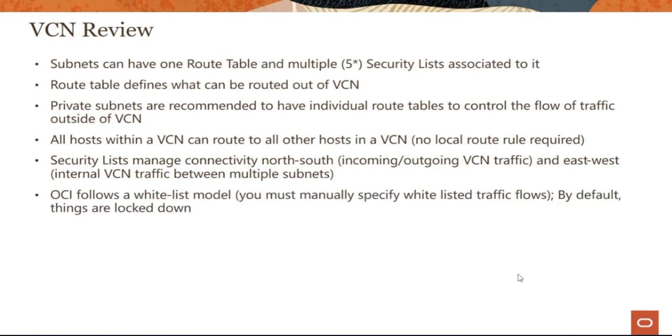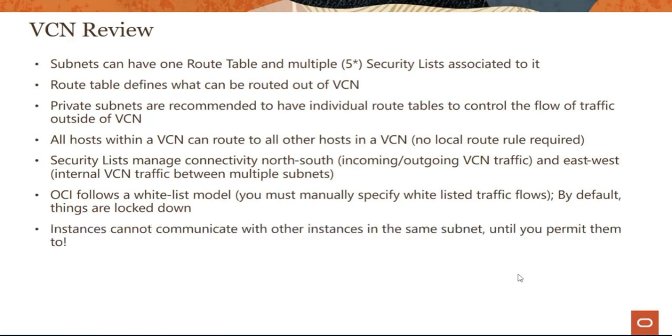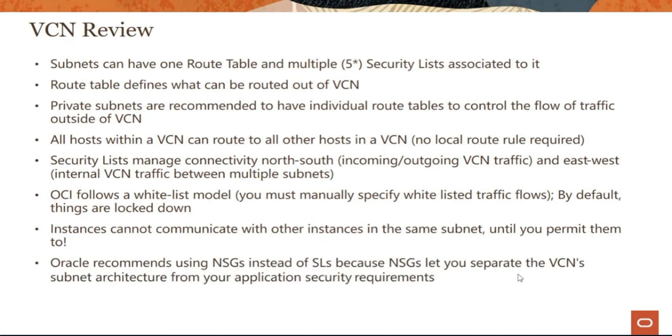OCI follows a whitelist model, which means that you must manually specify whitelisted traffic flows. By default, things are locked down. Even if two instances are in subnets within the same VCN, the traffic is not automatically allowed between them. In fact, instances cannot communicate with other instances even in the same subnet unless you permit them to. You can test this out, and this is going back to the whitelisting model we were talking about earlier.